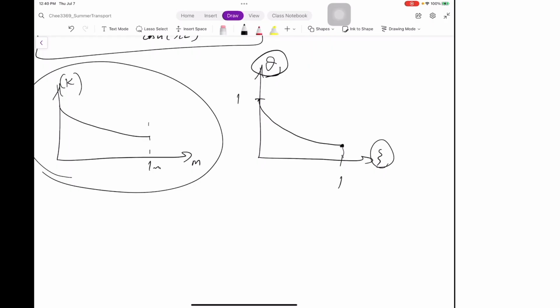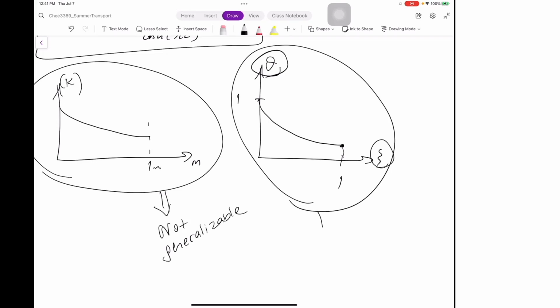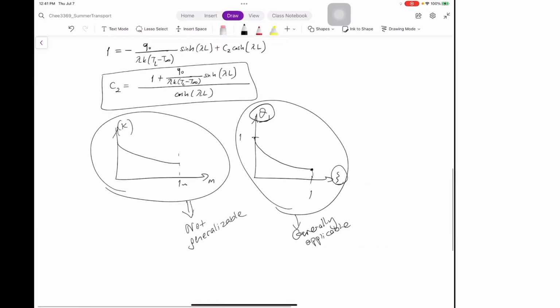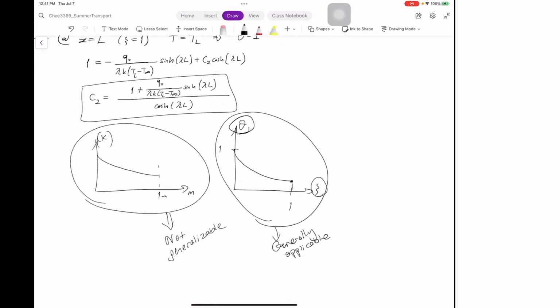Does that make sense? So this one is not generally applicable. But this is generally applicable. Does that make sense? When you solve the problem numerically, especially. Is that clear? Yes, sir. Okay.